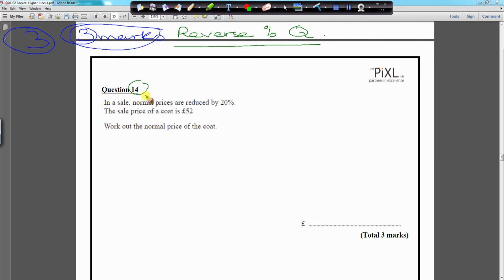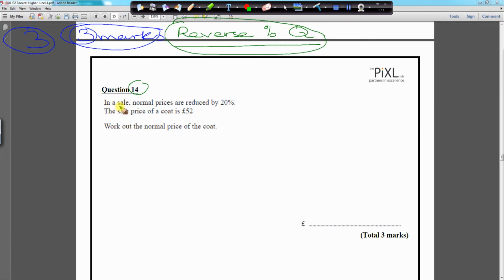Okay, right. Next question in our emergency revision for calculator questions in Excel 1MA02. Question number 14 is worth 3 marks. We haven't done many of these questions in the previous videos, so I wanted to cover it today. I call this topic reverse percentage questions.